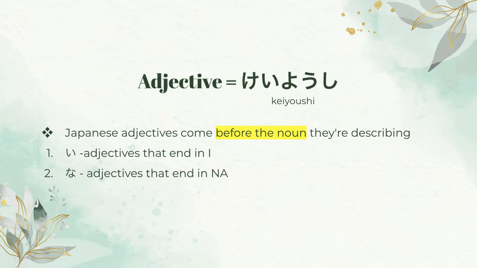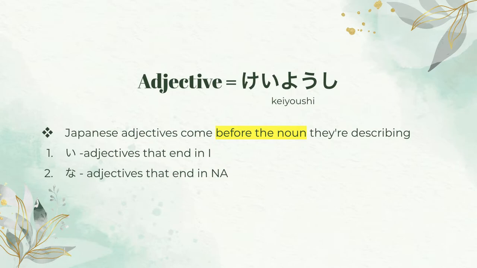Adjective in Japanese we call 形容詞. Japanese adjectives come before the noun of what they're describing. So every time there's a noun, there's the adjective in front of the noun within the sentence.